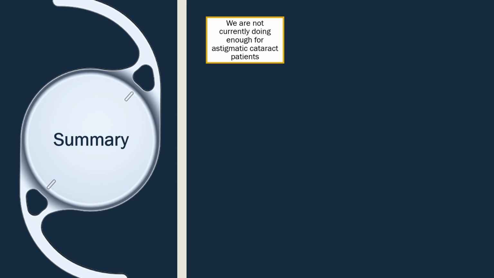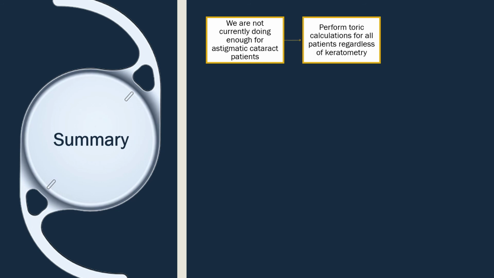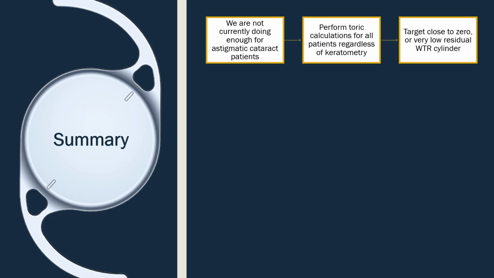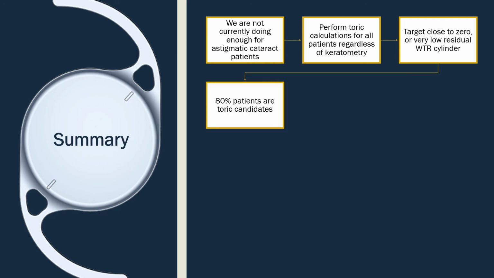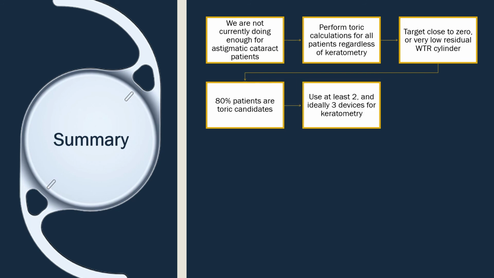So to summarise this two-part lecture on managing astigmatism with toric lenses, we're not currently doing enough for astigmatic cataract patients, and I'd recommend that you perform toric calculations on all patients regardless of their anterior keratometry, as this is the only way to accurately predict the patient's post-operative residual astigmatism. We should be targeting close to 0 or very low residual with-the-rule cylinder, and if we're doing things correctly, then 80% of our patients are going to be toric candidates.